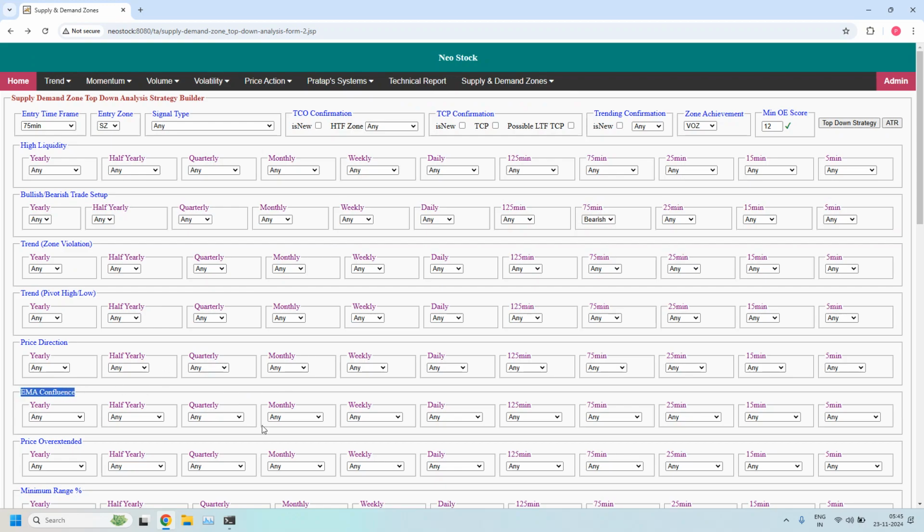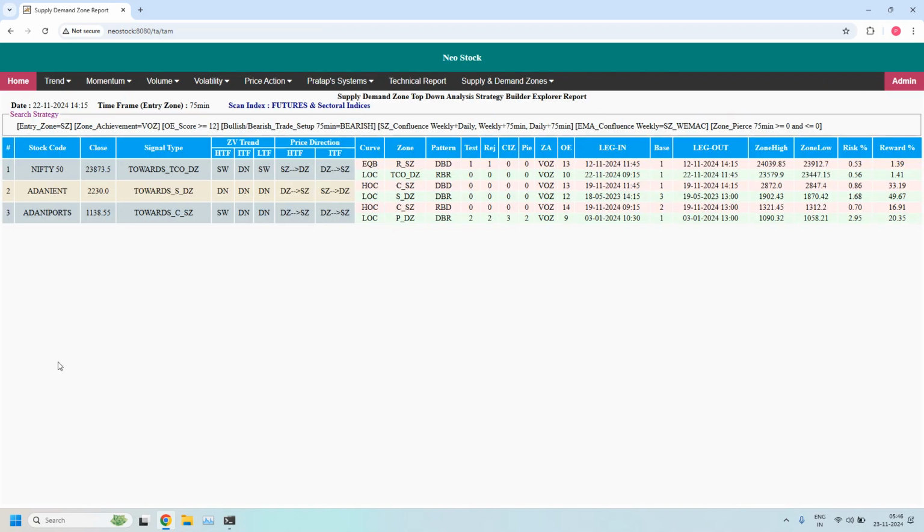Okay, EMA confluence at weekly time frame, weekly supply zone having weekly EMA confluence filter is enabled. With this filter, we got 3 stocks, and ignore the first and third. First is already high priority based on daily EMA confluence, but second one, Adani Enterprises, again downtrend. Okay. This is about bearish trade setup weekly income trade.